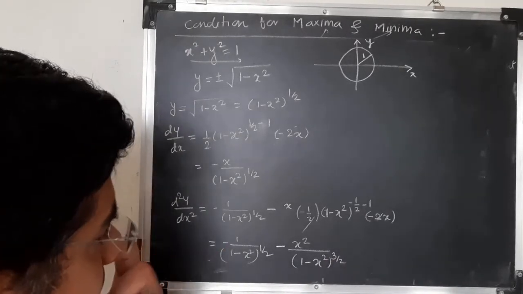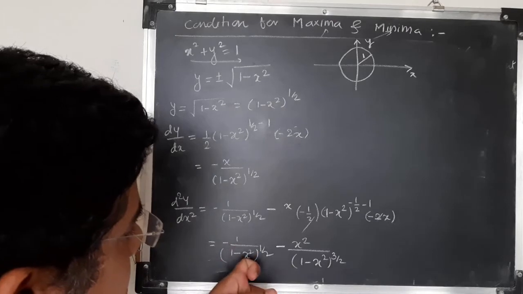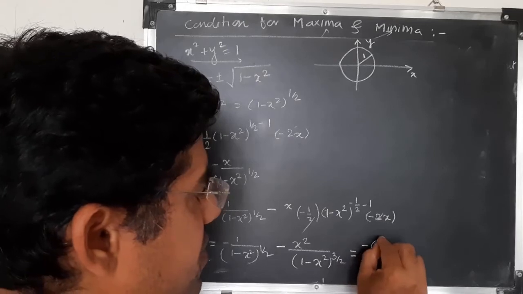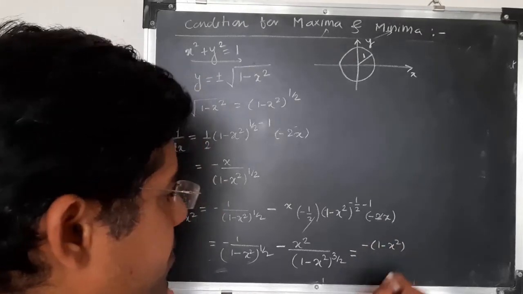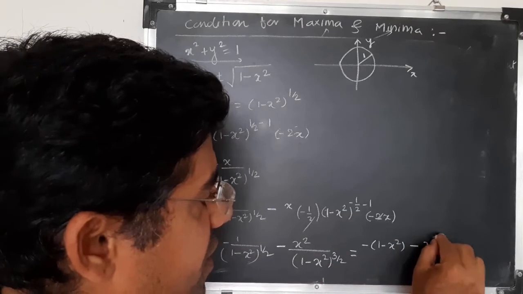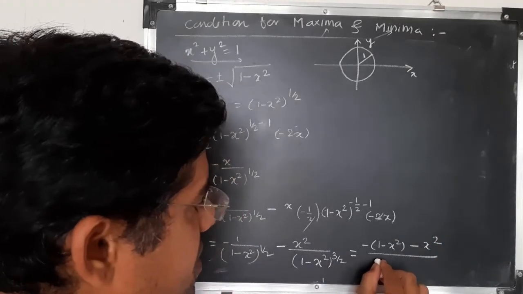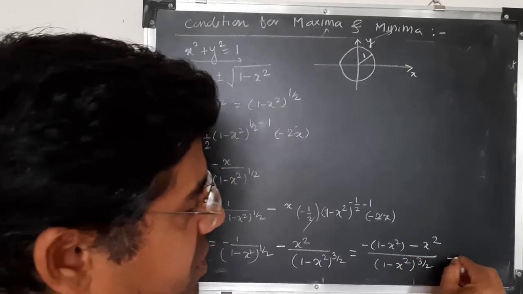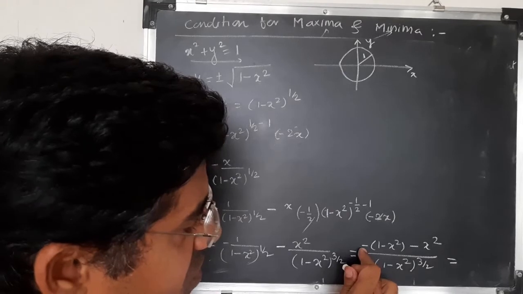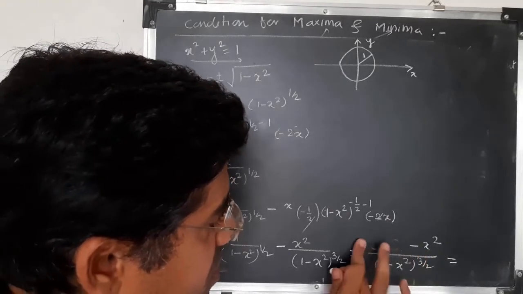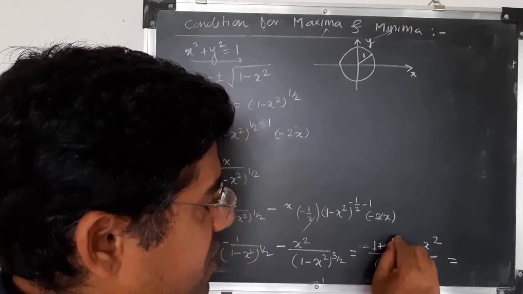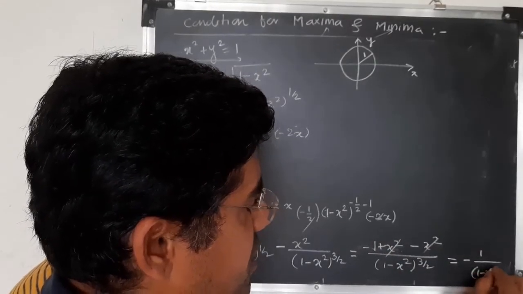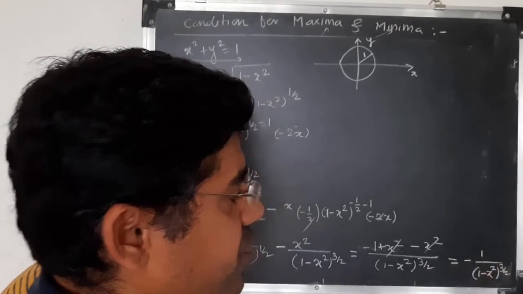So we'll make the denominator the same. So I'll multiply this with 1 minus x square. So what we'll get over here is 1 minus x square, with this minus sign, and the denominator is 1 minus x square raised to 3 by 2. So how much is the value? This is minus 1 plus x square. This gets cancelled. So you'll get 1 divided by 1 minus x square raised to 3 by 2.